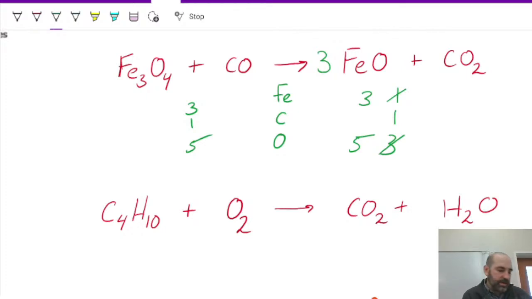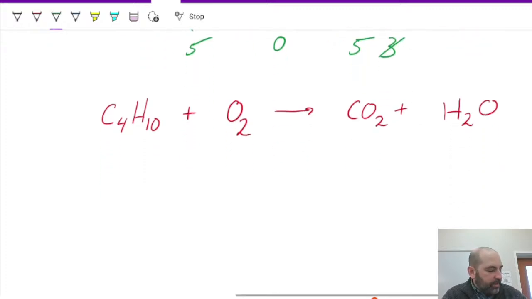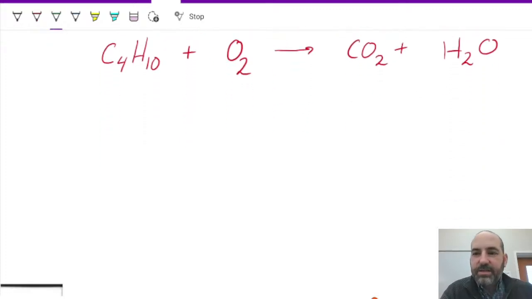And so if we look across to the other side now, we can see that, oh, that actually brought it back into balance. That's all that we needed to do. We needed to change the amount of that FeO, and now it's all balanced. So that was easy enough. Let's look at this next one. I don't think it's going to go quite as easily.